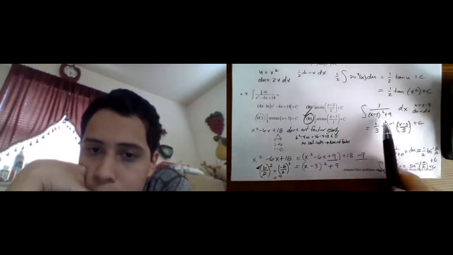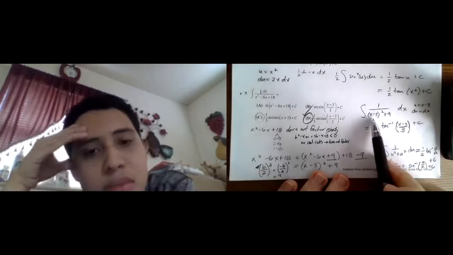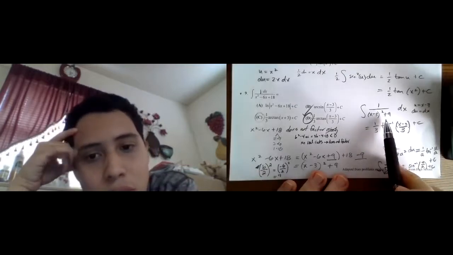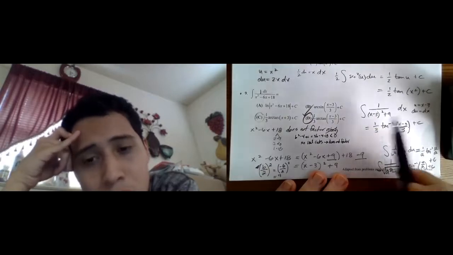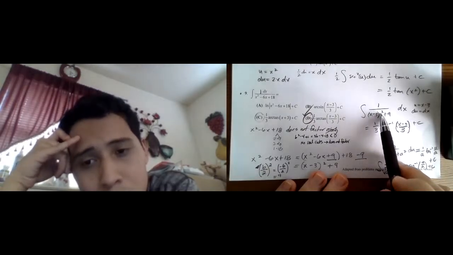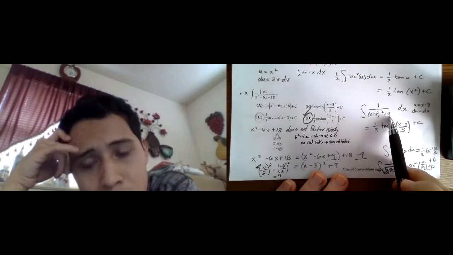So when we put that back together, we now have an integral that does match one of our memorized forms. We recognize this as an inverse tangent form, because we have a linear function squared plus a constant squared.